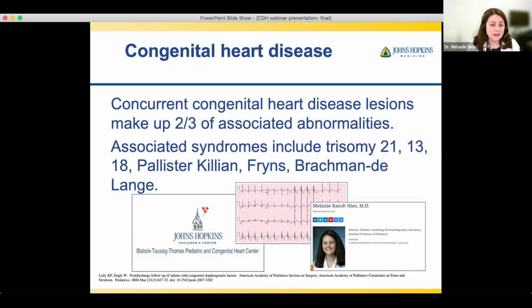And actually, congenital heart disease is a fairly frequent concurrent finding in CDH, and can make up 2/3 of the associated abnormalities. So having a cardiologist, if I don't say so myself, is pretty handy. I can look at EKGs and help make sure we have all the resources we need. Next slide.